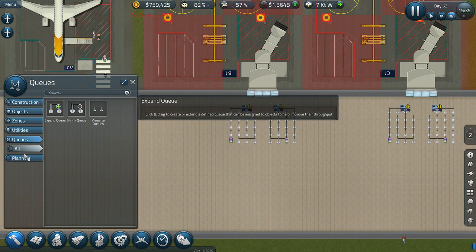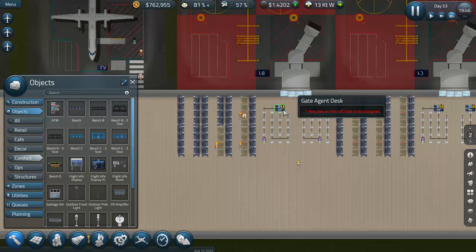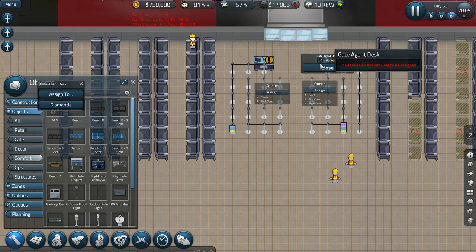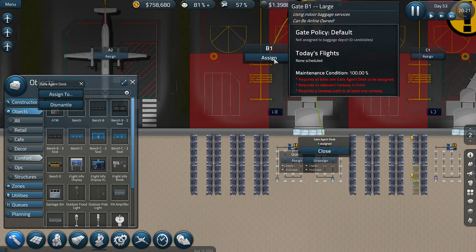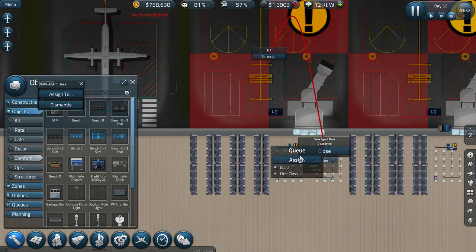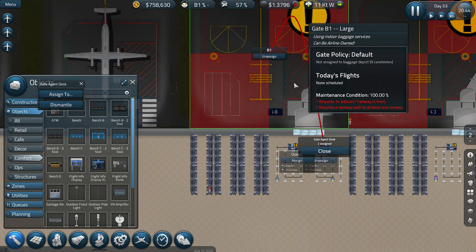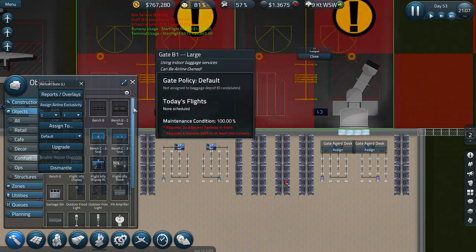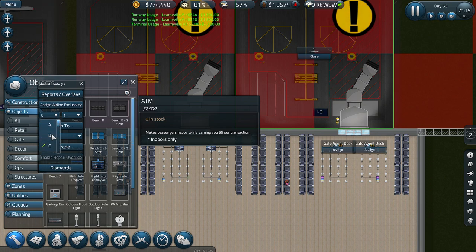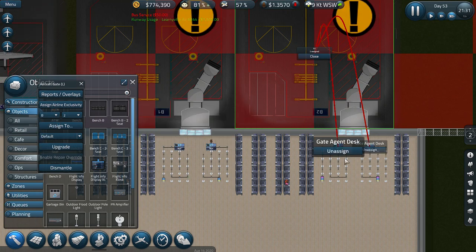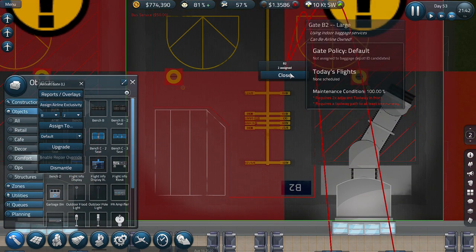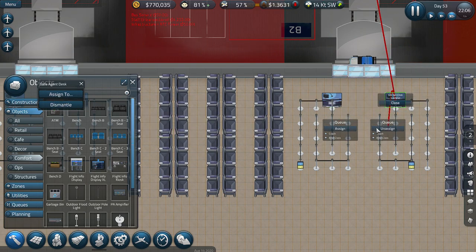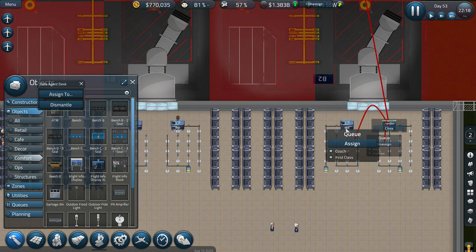Okay, and now we need some seating, and now we need to assign these to here, and we need to assign them to the stands, aircraft stands. Sorry, couldn't think for a second. All right, and we're going to say change that to Terminal B as well, and we're going to assign those to that. And we'll assign those to the queues as well. All right, and those are ready to go.